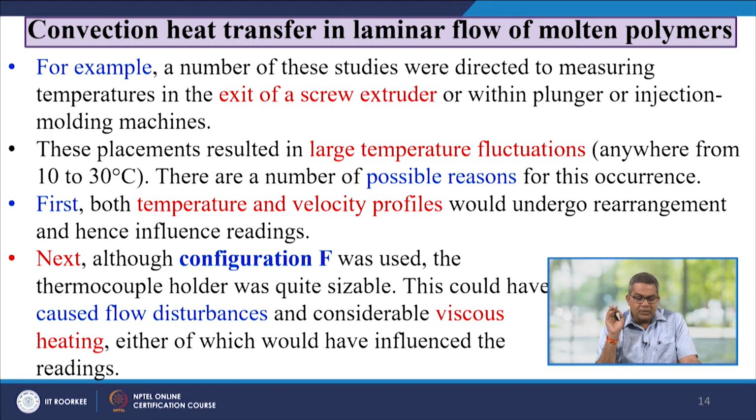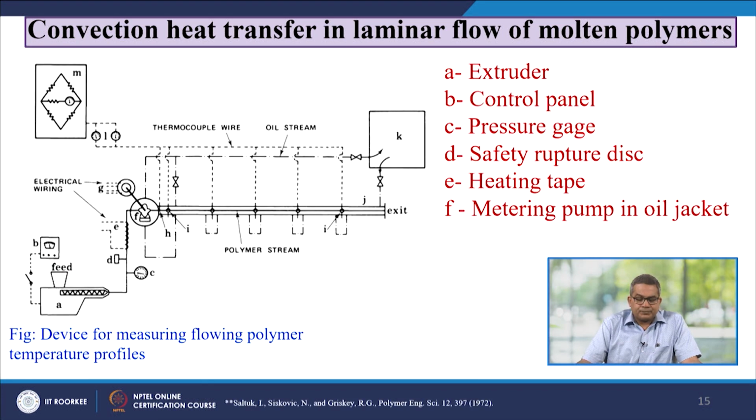First, both temperature and velocity profile would undergo rearrangement, therefore influencing the reading. Next, although configuration F, which we discussed earlier, was used, the thermocouple holder was quite sizable. This could have caused flow disturbances and considerable viscous heating, either of which would have influenced the reading.